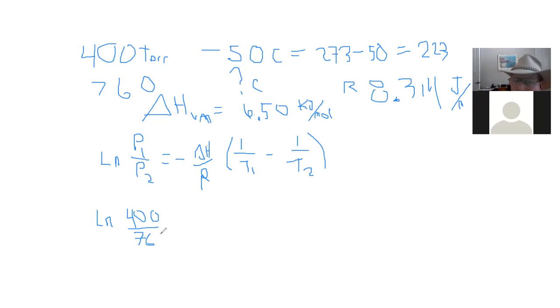Okay. So this is going to be 6,500 divided by 8.3, times (1 over 223 minus 1 over T2).